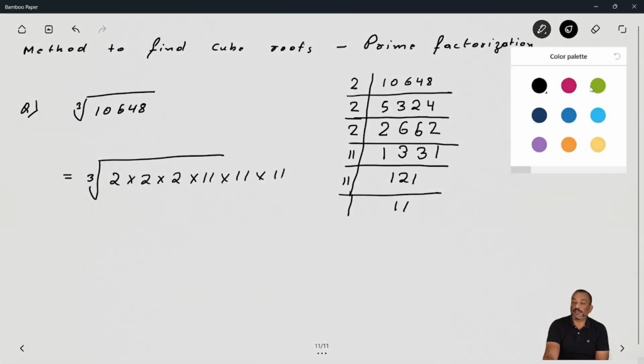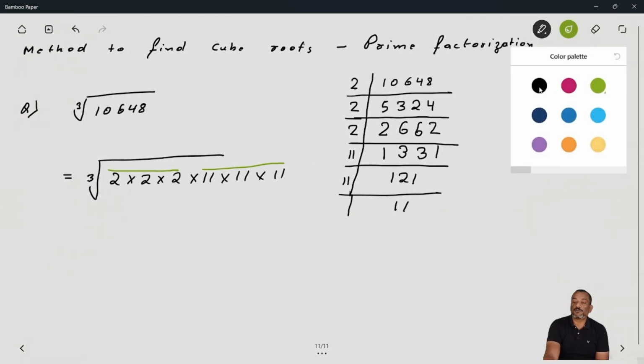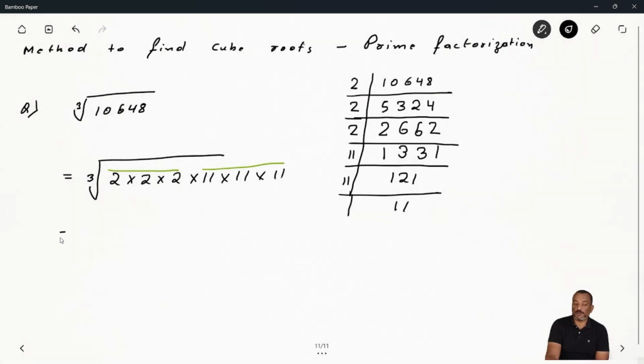Here, the most important thing is we always have to check for factors in groups of 3. Okay, you can see 2 and 11 are coming in a group, so we can take out one number each. So we can say 2 and 11. Which means the cube root of 10,648 is how much? 22. Hope it's clear. This way we can find the cube root of any perfect cube.